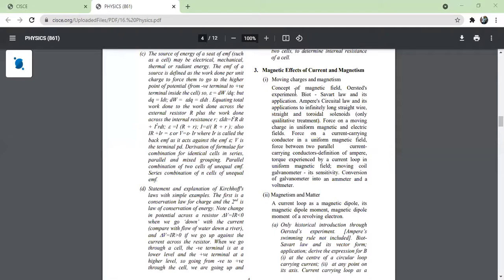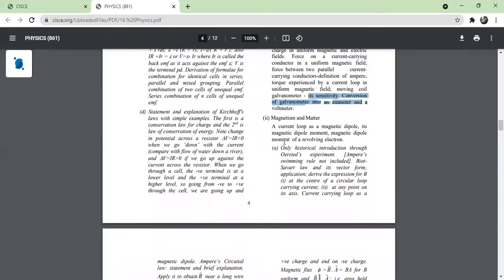Moving charges and magnetism, this I have done. The concept of magnetic field, Oersted experiment, Biot-Savart law, applications, all these things I have done. Moving coil galvanometer and its sensitivity, this is finished. Then magnetism and matter: a current loop as a magnetic dipole, its magnetic dipole moment M equals I into A. Magnetic dipole moment of a revolving electron, that I will do today.